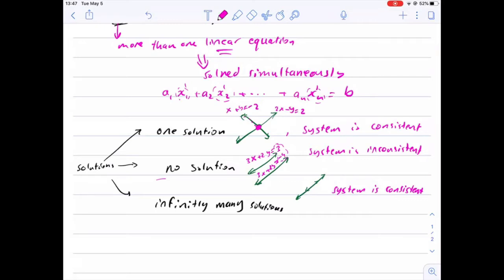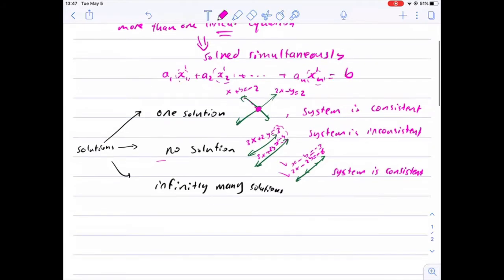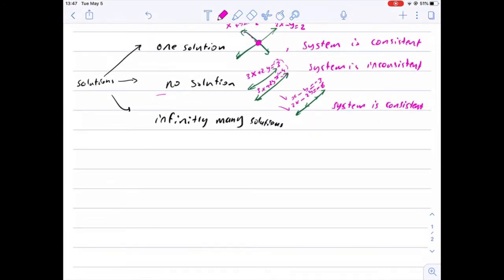And infinitely many solutions: for example, one equation is x minus y equals -3, and the other one is 2x minus 2y equals -6. As we can see, the second equation can be obtained from the first by multiplying the first equation by 2. That means they represent the same equation, because we can divide the second equation by 2 and we get the first equation. So the two lines are the same. In this case, we have infinitely many solutions because they meet at infinitely many points.